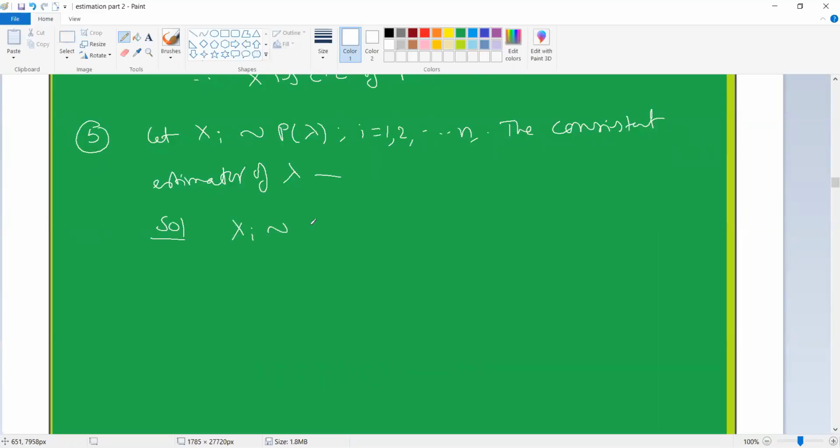Xi follows Poisson lambda, IIDs, a finite number of sample observations, i is equal to 1 to n. Now here, find the consistent estimator of lambda.